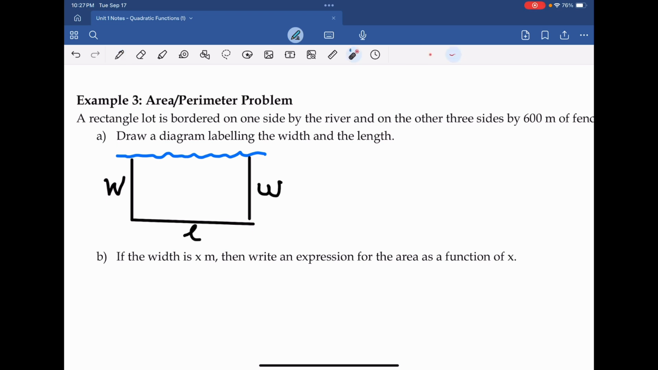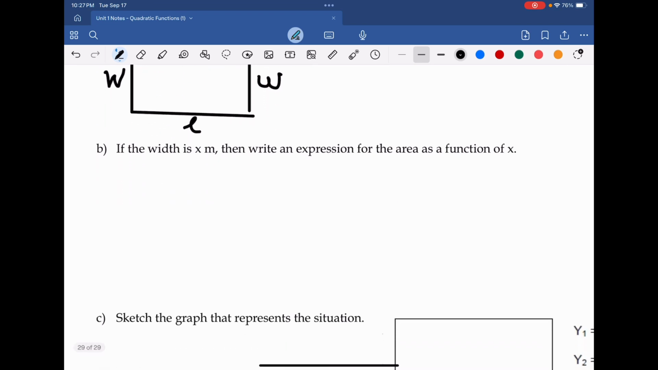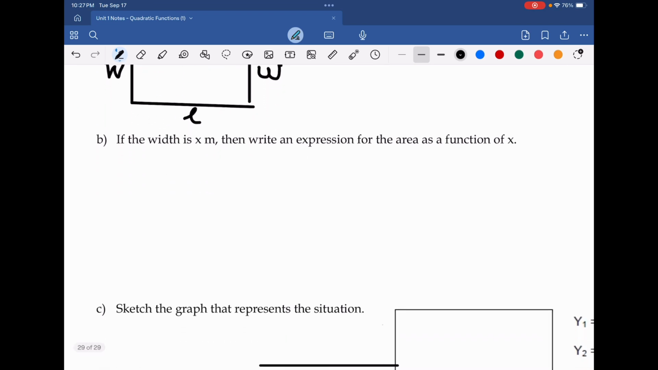Now, realistically, if you swapped width and length in terms of their labels, that's okay. You'll get the exact same value in the end. Your length and width will just be opposite in value, but that doesn't actually mean that they're opposite. It just means your labeling was opposite, which is totally fine. Okay, here's our sketch. One of the sides is bordered by the river, so we don't need to use any material with that. Now, write an expression for this in terms of x.